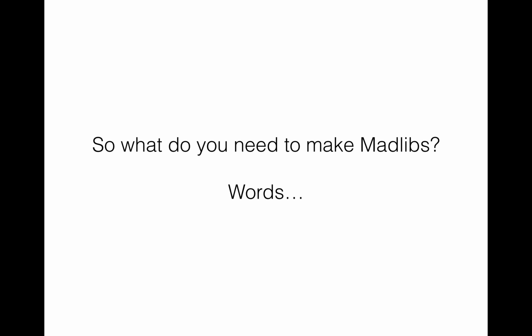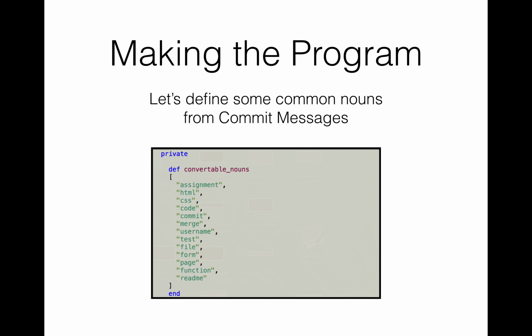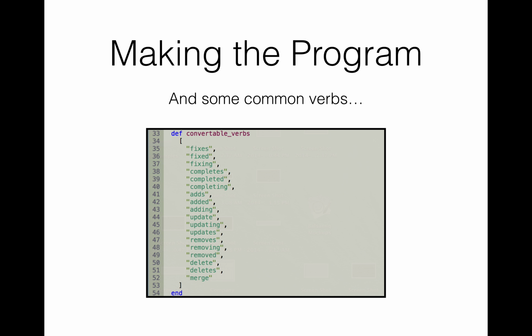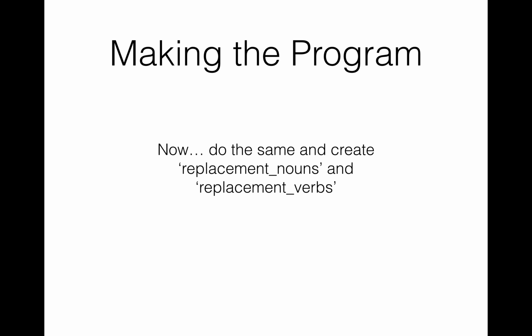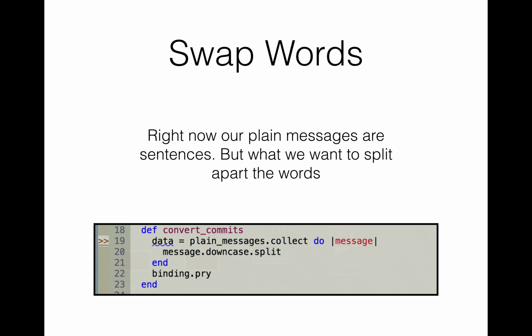So what do you need to make Madlibs? Well, you need words. So let's define some common nouns from commit messages. If you're familiar with commit messages, you'll recognize some of these nouns you see in almost all of them: assignment, HTML, CSS, code, commit, merge, username, test, file, form, etc. Now let's define another array of common verbs: fixes, fixed, completed, adds, removing, delete, merge. Now, in the background, I did the same with some replacement nouns and replacement verbs, but I'm not going to show them to you because I don't want to ruin the suspense.